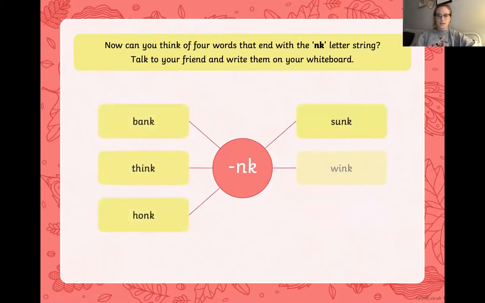Right, let's have a go at sounding out some words with the ink letter string. Oh, we have loads today. So I'll try one first, then you can try one first. Bank. Your turn. Fantastic. Do you want to try this one first? Your turn. Excellent. Did you spot that digraph right from the start? Ink. Think. Make sure you're sticking your tongue out when you do the sound. Very important. Right, my turn. Honk. Your turn.